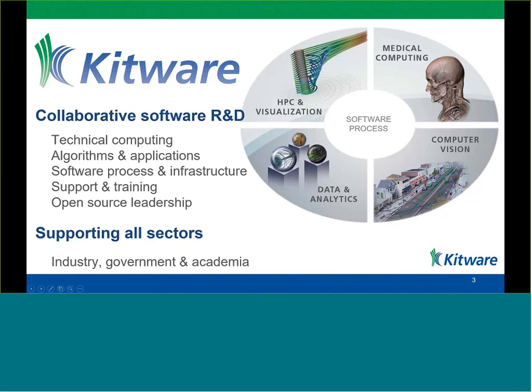We have this sort of wheel chart here. We have a high performance computing and visualization group. They're the ones that worked on ParaView, which is probably common in your community. The medical computing group, whose main open source platforms are ITK and Slicer. We have a computer vision group. They do a lot of work with DARPA and tracking in videos. We also have a data and analytics group that creates web applications for data and analytics. And then we have a software process group, which is the group that works with CMake, CDash, and CTest, and the stuff I'll be talking about today.